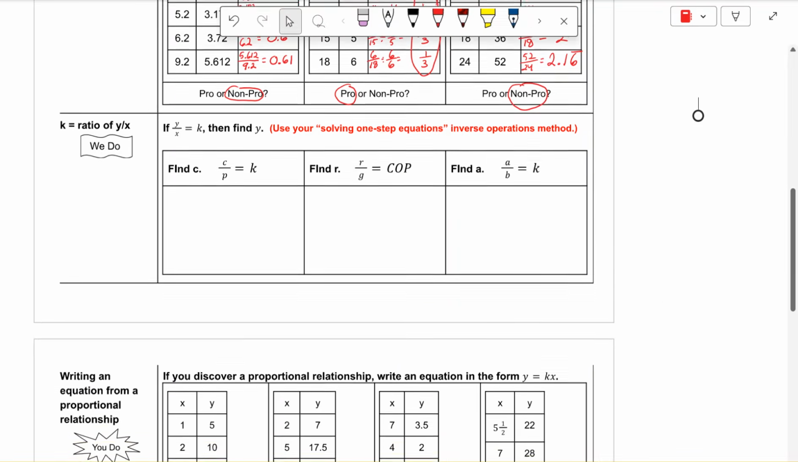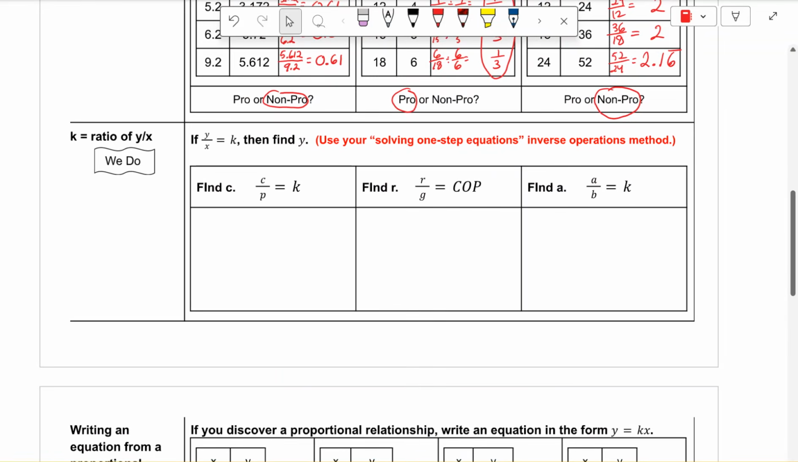All right, let's go down here and talk about the k, which is a ratio of y over x. Let's get this inside our heads. K is a ratio of what? Y divided by x. Remember, it can be written like that, or it can be written like this, y divided by x. All right, so now that we know that k is a ratio of y over x, if y over x is k, if that's the deal, then find y.